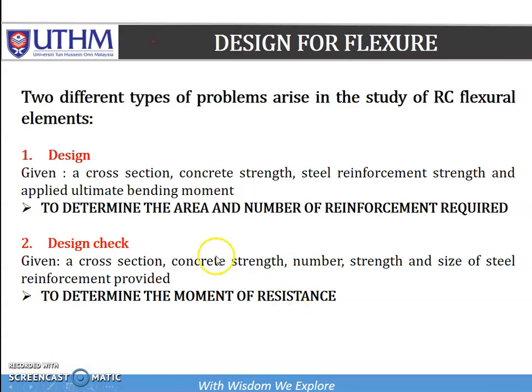All right, and the second example is we want to make a design check. Given a cross section, the concrete strength, the strength and size of steel reinforcement provided, we want to determine the moment of resistance. In the first case, the ultimate bending moment is given, but in the second case, for design check, we want to determine the moment of resistance.